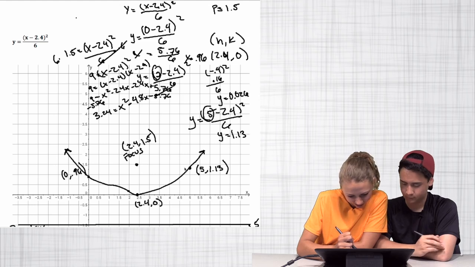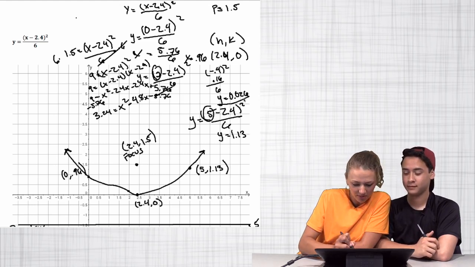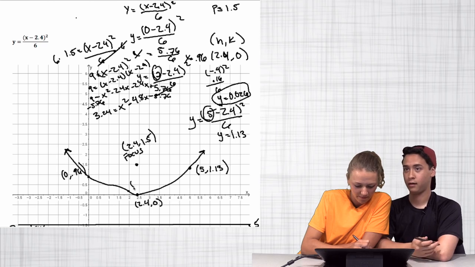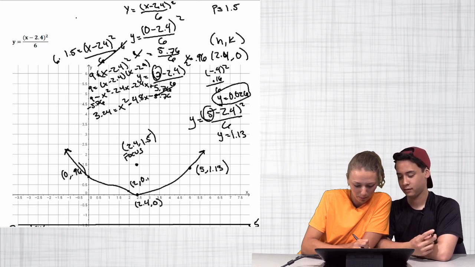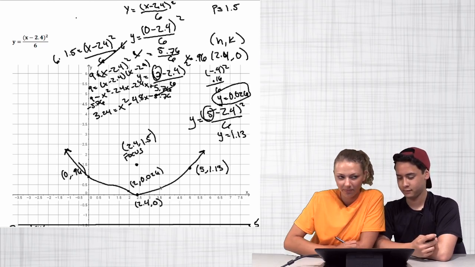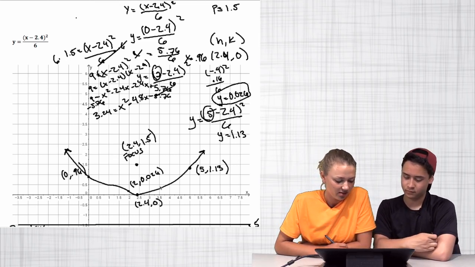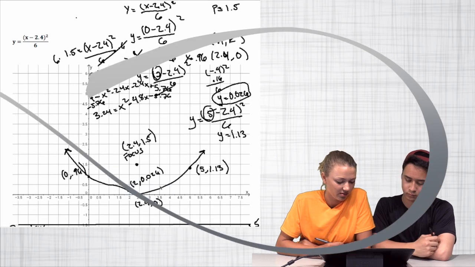Okay, so it seems like you both figured out you could put x values into the equation and find y values. Oh, very nice. So 2 is the x value, and the y value is 0.026.